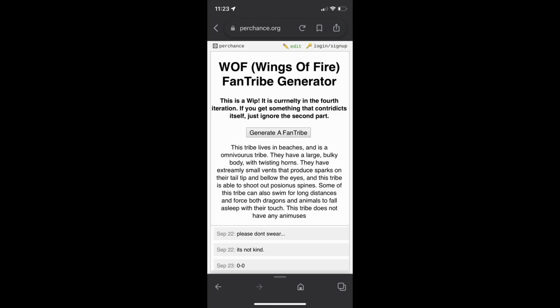Alright, so this is the prompt I got. It says, this tribe lives in beaches and is an omnivorous tribe. They have a large, bulky body with twisting horns. They have extremely small vents that produce sparks on their tail tip and below the eyes, and this tribe is able to shoot out poisonous spines. Some of this tribe can also swim for long distances and force both dragons and animals to fall asleep with their touch. This tribe does not have any animuses.